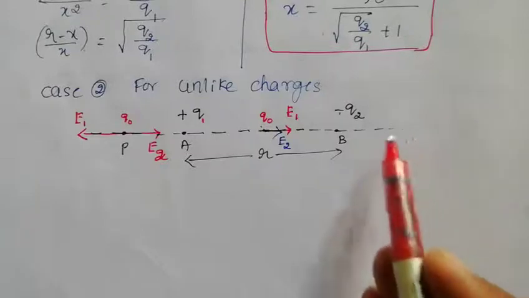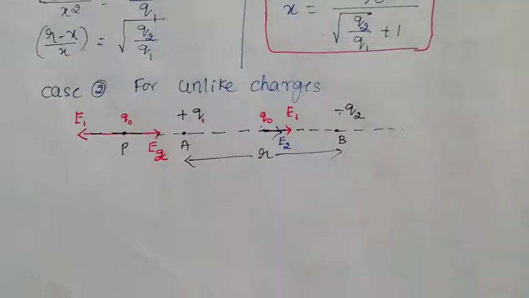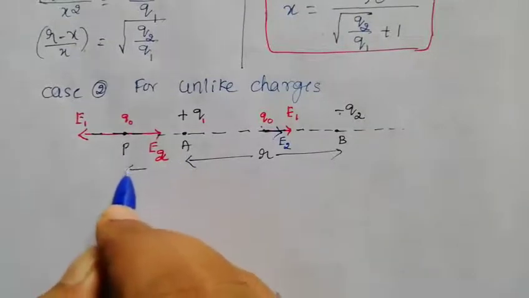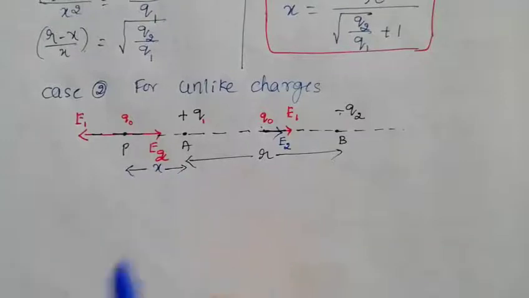Here also it is possible. Now we need to find the location, which is very important. We have taken a point near the positive charge. Let us take the distance of this point P from point A as x. Now let us find the neutral point value.